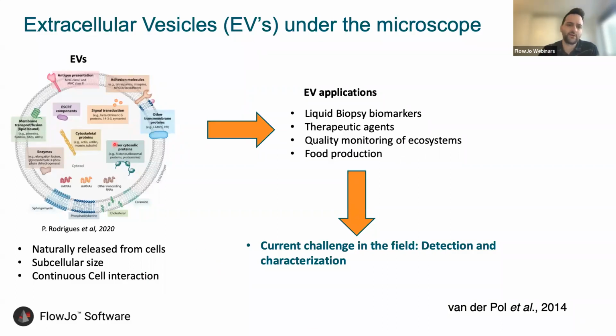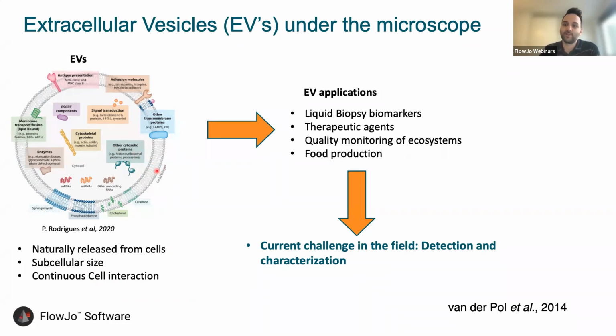We'll be hearing a lot about extracellular vesicles. Extracellular vesicles are a generic term for particles that are naturally released from the cell. They are delimited by a lipid bilayer, have a subcellular size, are present in fluids, and have a continuous cell interaction. They communicate with cells, and that's why they're currently under the microscope in many different fields, and as we're going to see later, under the flow cytometer, of course.